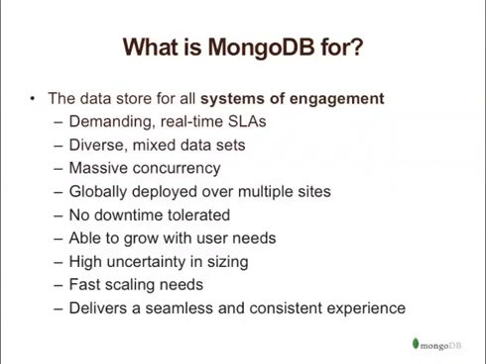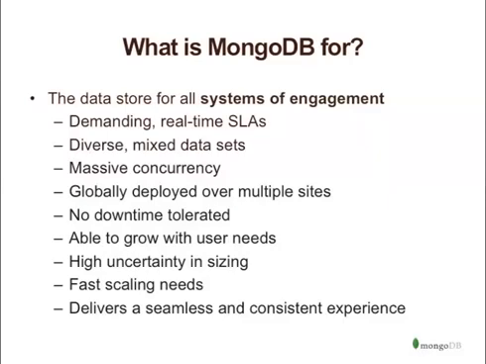What does it mean? It means the systems that are able to engage on a 24/7 basis all the time with customers, right? It is the systems that we see on all of our mobile devices and that allow customers to interact with brands and enterprises on a continuous basis, which means that there are very demanding real-time SLAs, a very diverse mixed set of data, massive concurrency. You have to be able to take in at times, at peak time, millions of people concurrently. It's often going to be applications that are deployed globally over multiple sites and often multiple continents. No downtime is tolerated, not even for maintenance.